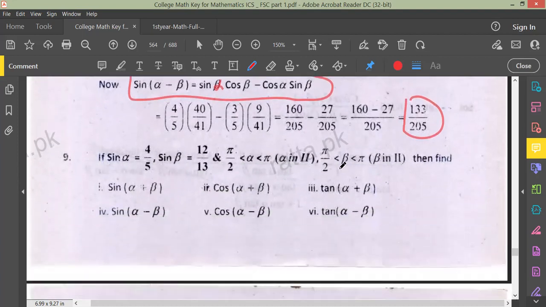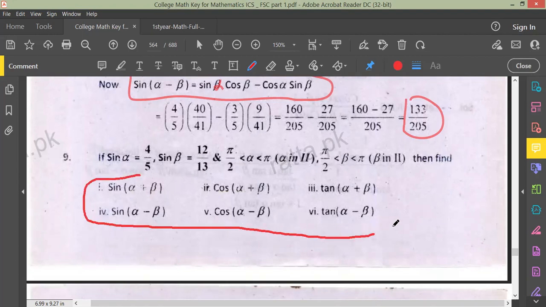Similarly, as we have done question number 8, question number 9 is: sine alpha is equal to 4 over 5 and sine of beta is equal to 12 over 13. We have to find these 6 expressions. Similarly, sine of alpha plus beta will be equal to sine alpha cos beta plus cos alpha sine beta. Sine of alpha is equal to 4 over 5 and cos of alpha will be equal to x over r.